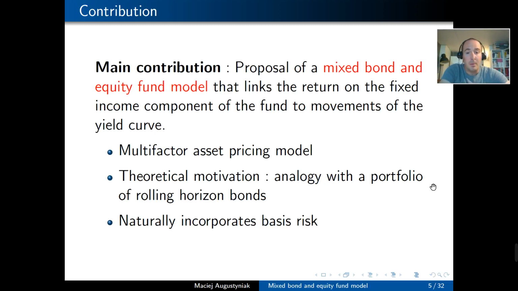The model we proposed has the form of a multi-factor asset pricing model, which parallels many works in the literature. There's a theoretical motivation for our model, which relies on an analogy with a portfolio of rolling horizon bond funds. We use these rolling horizon bond funds to justify the specification of our model. And finally, the basis risk that was discussed earlier is very naturally incorporated into the specification we proposed.